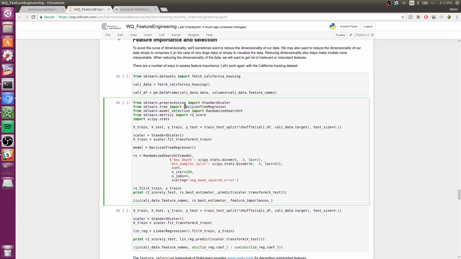So we're going to train a decision tree on all of the California housing data set that I showed earlier. So here we're splitting up the data set into a training and a test portion. We'll scale it, and we'll fit a decision tree regressor with the training data.